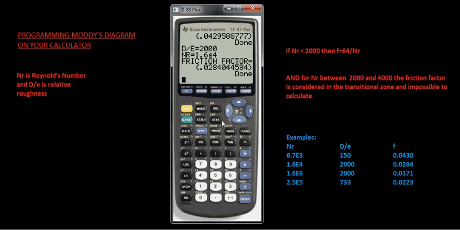Well, I'll do one more just to prove it to you. What am I doing? Just entering numbers randomly. D over E, we'll do 733. Reynolds number is 2.5 to the power of 5. And enter. And there you go, 0.02229, and it's the same thing as that.